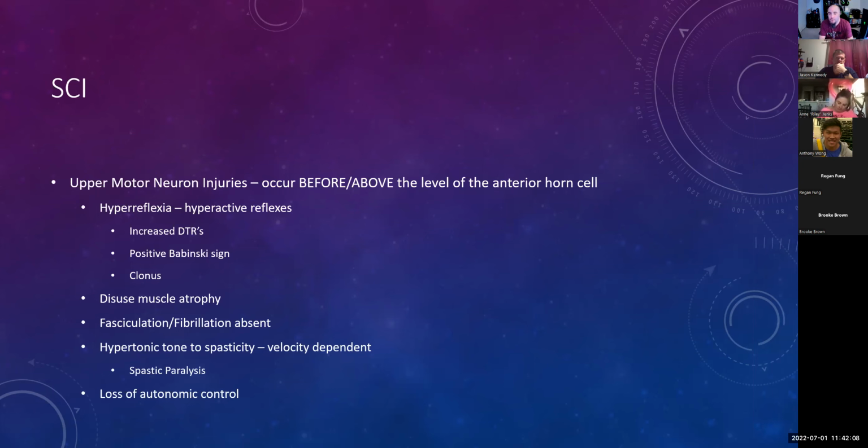That gives us the upper motor neuron symptoms. If I'm hyperreflexive, it also means that I could get clonus or a positive Babinski. And they'll often get spastic paralysis where they're stuck and they can't move because the muscles are just locked up. And with spasticity and hypertonicity, remember, most times it is velocity dependent, meaning if you pull slowly, it's easier to get them out of that spasticity versus just yanking rapidly.